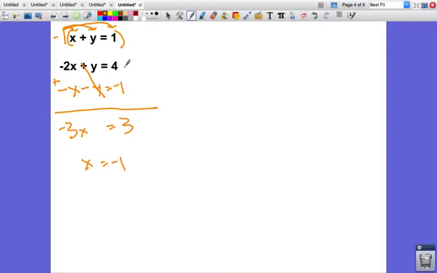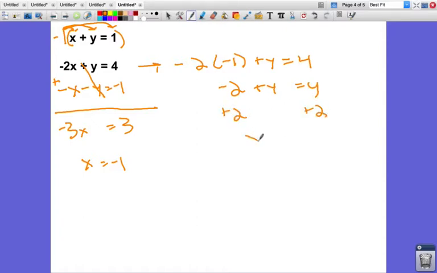Now I can go back and plug it into any of these original equations. So let's just use the second one right here. I'll have negative 2 times negative 1 plus y is equal to 4. Negative 2 plus y is equal to 4. Add 2 to both sides. Y is equal to 6. So my solution is negative 1, 6.